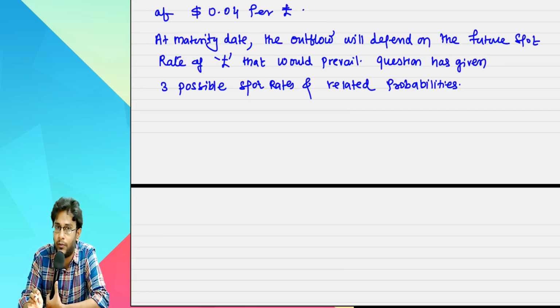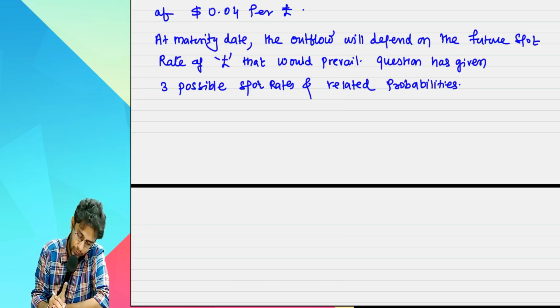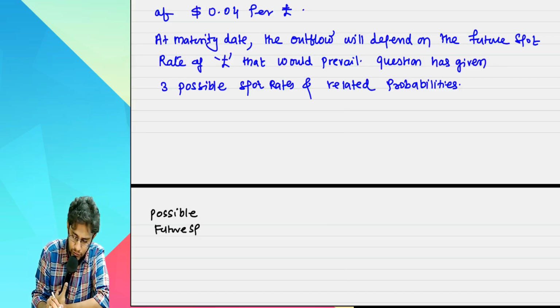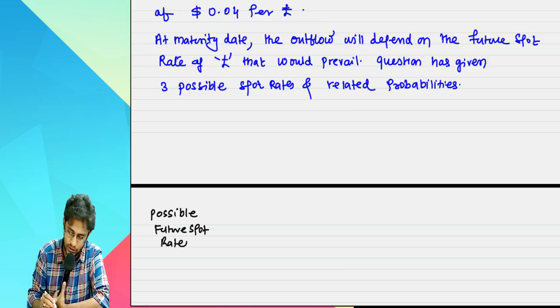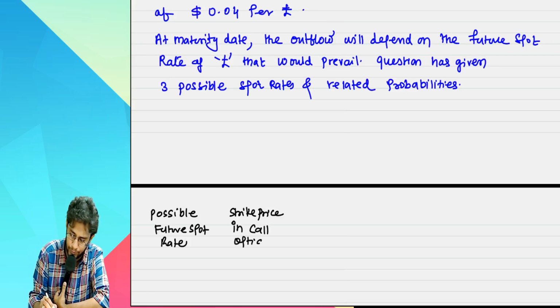Sir, don't write what I am writing. I'll prepare some columns. You try to understand why so many columns, means why we are preparing what we are preparing. So don't write parallelly, watch first. First one should be possible future spot rate, means the 3 rates the question has given. Okay, next. Strike price. Which option is this? Call option.